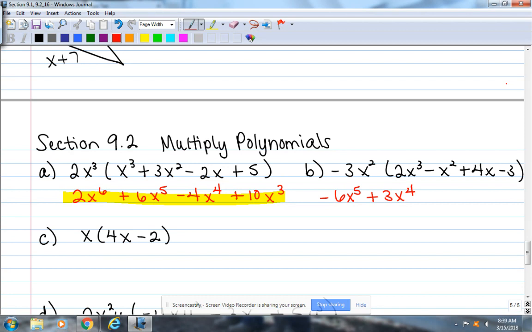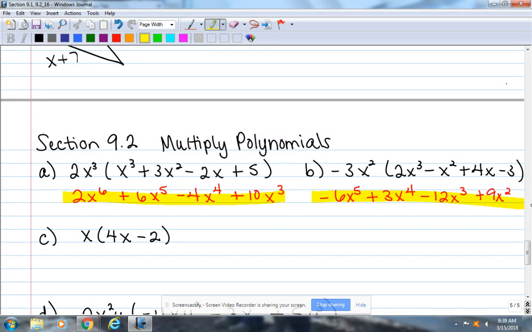All right, what's negative 3 times 4? And what's x squared times x? So it's negative 12x to the third. And then I do my last one. What's negative 3 times negative 3? Positive 9, and we keep the x squared. So plus 9x squared. Any questions? Now look how little and simple C looks.